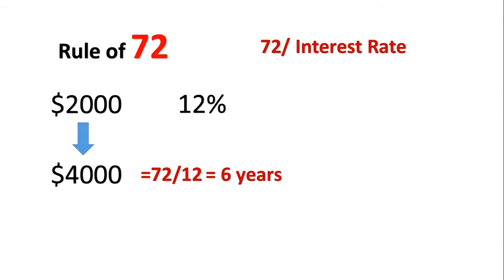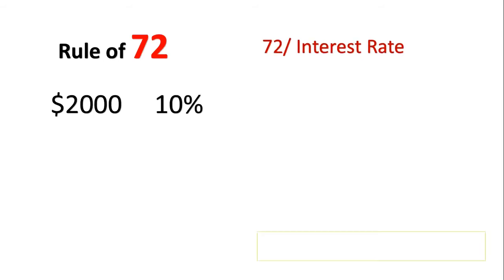What if it were not divisible? It's not 6 years, it's 6.2 years or 6.3 years or any other number after the decimal. How do we do that math and get the accurate result, because we need to know the accurate result. So let's do it. Suppose it's not 12%, it's 10%. According to the formula, 72 divided by the interest rate, 10%. If we divide 72 by 10, we get 7.2 years.